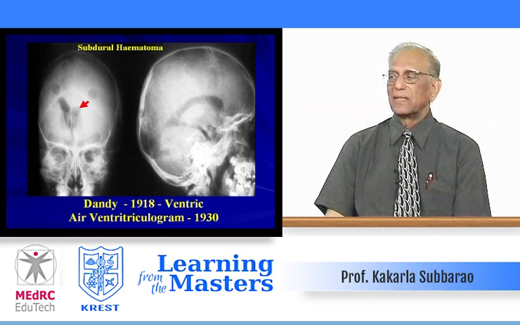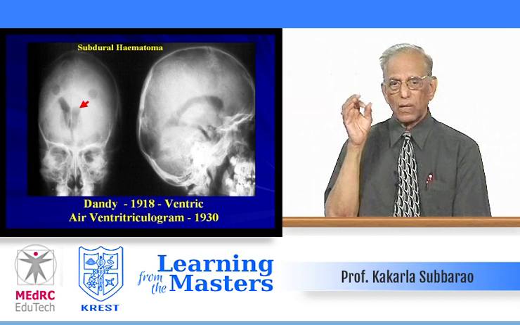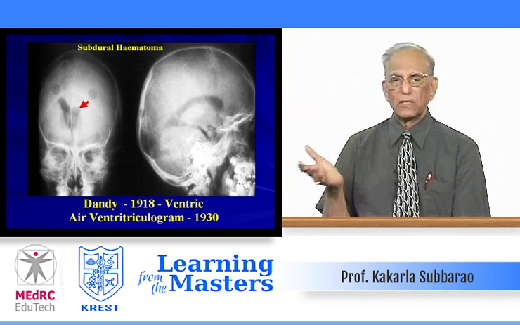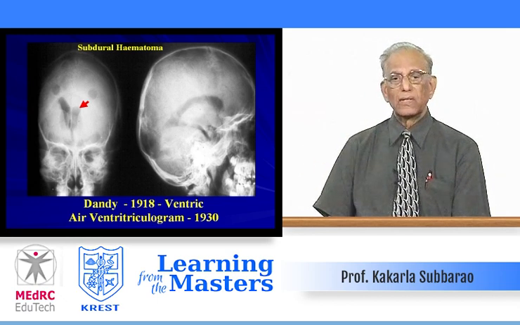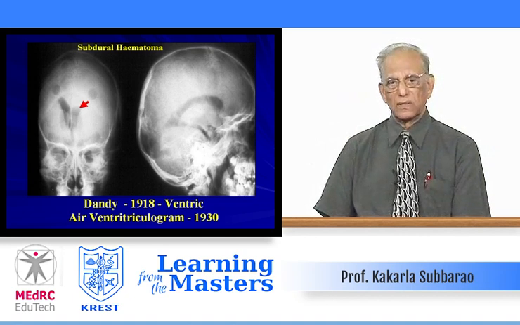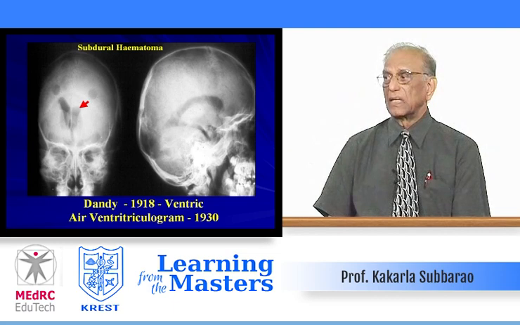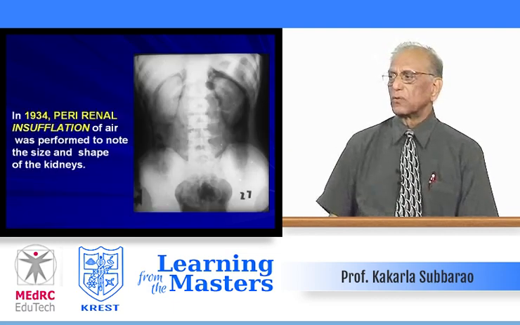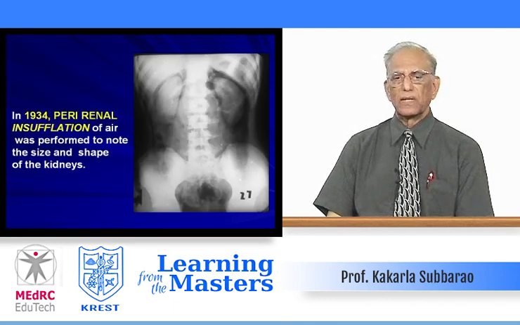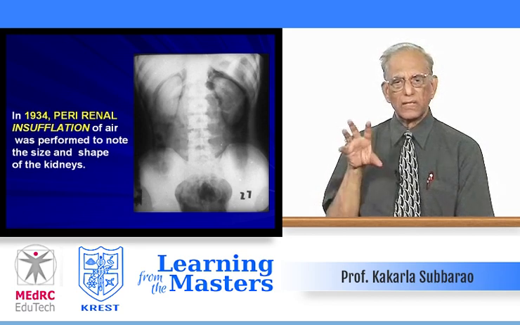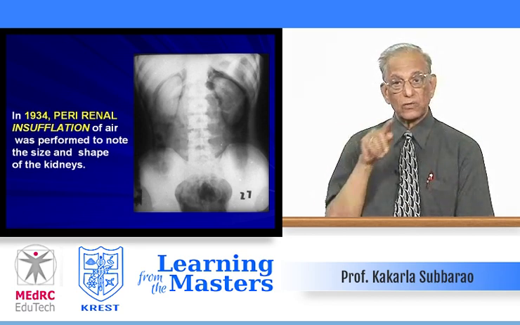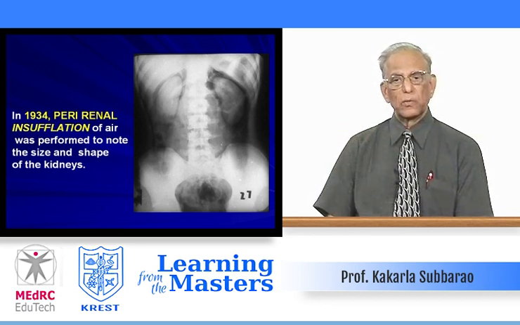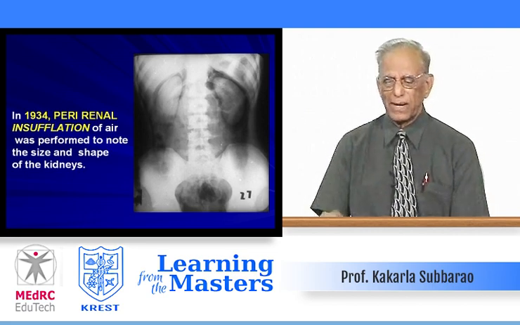Dandy in 1918 introduced ventriculography by producing burr holes in the skull, and you could study the various ventricles of the brain, lateral ventricles, third ventricle, etc. Ventriculography came in 1930 also. In 1934, perirenal insufflation of air was performed to study the size and shape of the kidneys and also the adrenals and other retroperitoneal masses. Today it is abandoned.